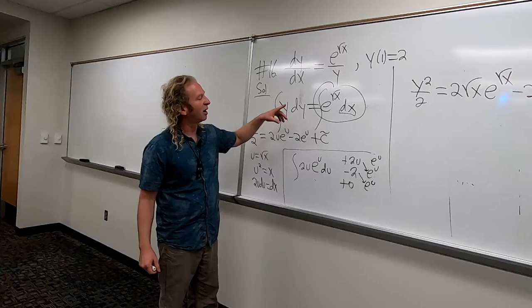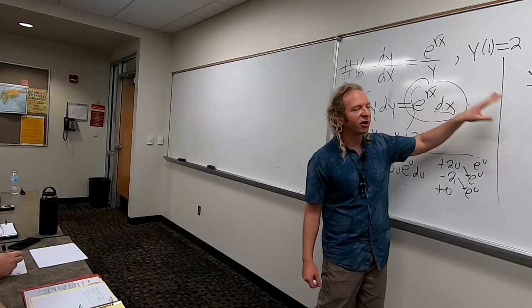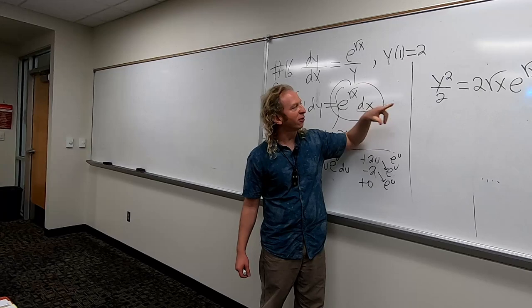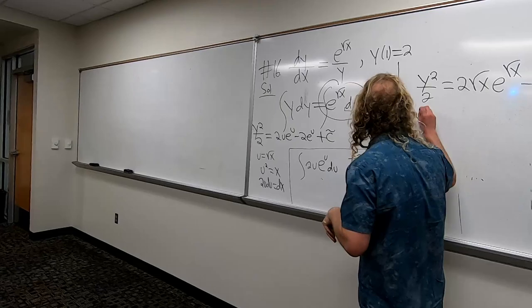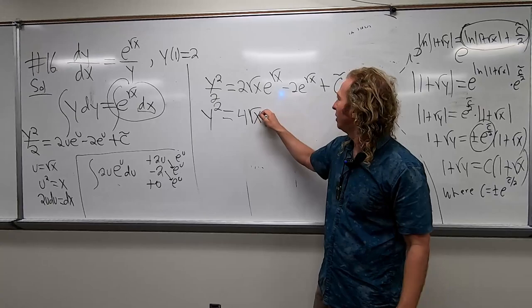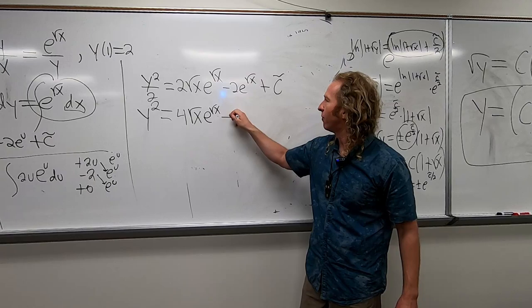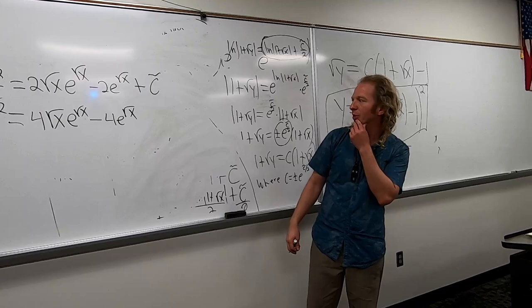I guess we have to find c at some point. You could find it now, but I think it might be better to just go ahead and solve for y first, right? Let's just do that. To solve for y, I guess we can multiply by 2, and then take the square root. So we'd have y squared equals 2 times 2 is 4, e to the square root x minus 4 e to the square root x. And then it's going to be plus 2 c tilde.